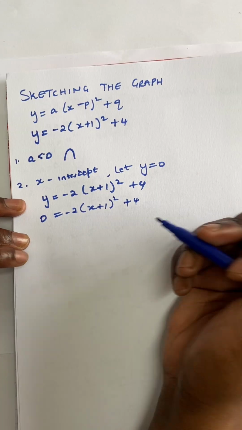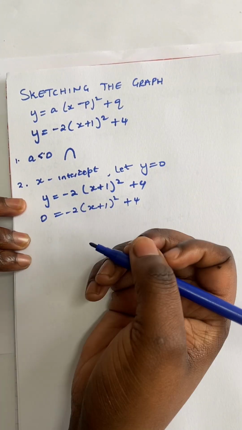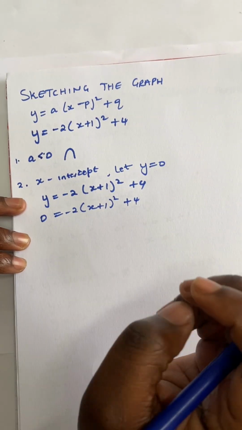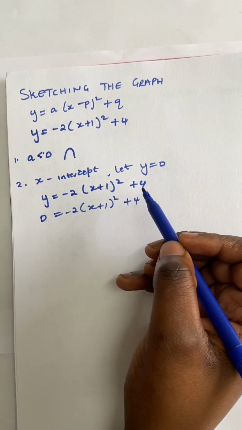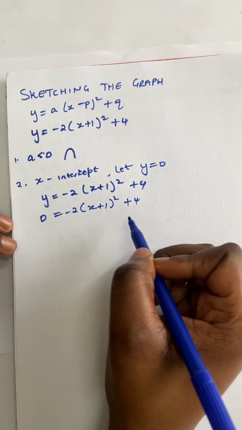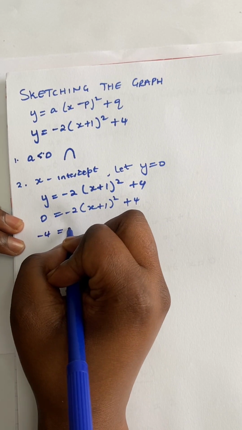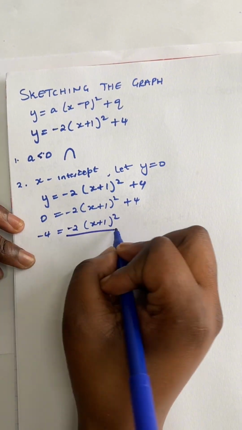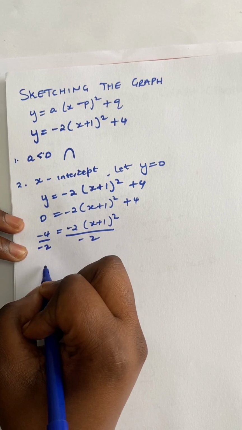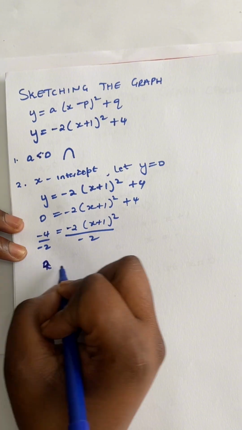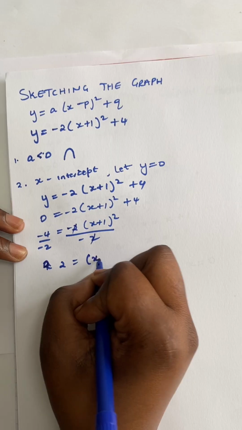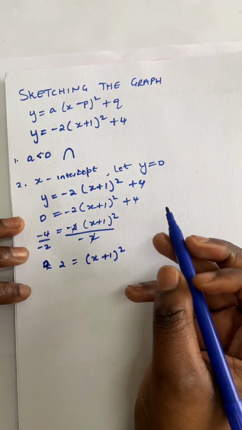And then what's the next step? You transpose this +4, because we're trying to find x actually. And even here you should expect to get 2 x intercepts. So it's going to be -4 is equal to -2(x + 1)². You can divide by -2 on both sides, and then here you got +2, and these cancel each other out, and then you are left with (x + 1)².